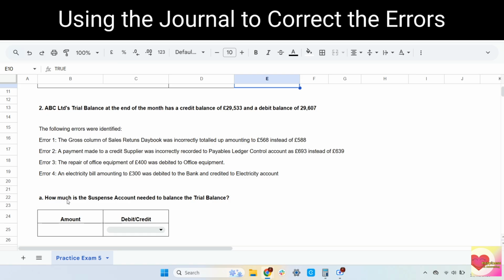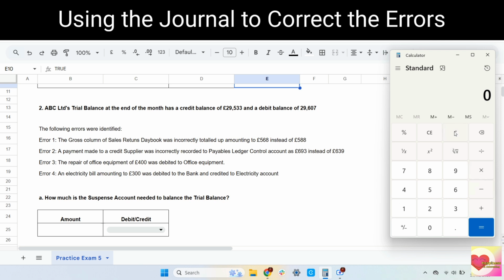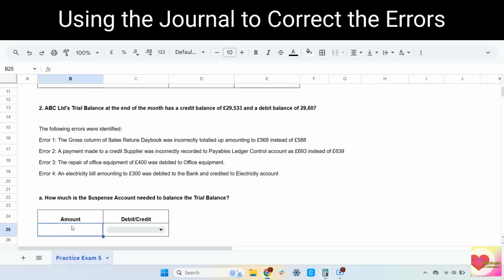Letter A, how much is the suspense account needed to balance the trial balance? So we have to calculate the difference of the credit and debit. And it's 74. And this suspense account should be inserted to the side that has the lower total, which is credit.